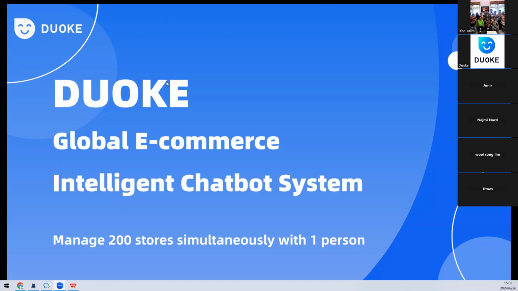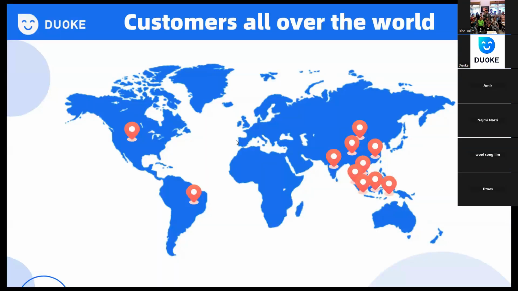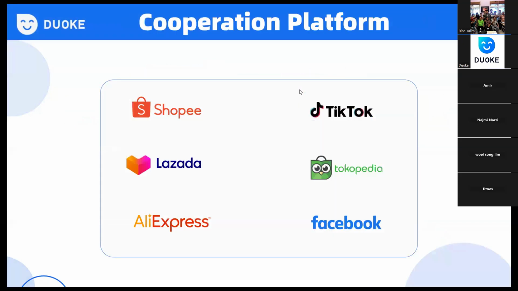Okay, so as we all know, Duoke is a global e-commerce intelligent chatbot system that can help us manage our stores. As we can see here, Duoke has customers all over the world, mainly in areas like Thailand, Malaysia, and Indonesia. And here are the cooperation platforms that we can authorize our stores on Duoke, for example, Shopee, Lazada, TikTok, Tokopedia, AliExpress, and Facebook.